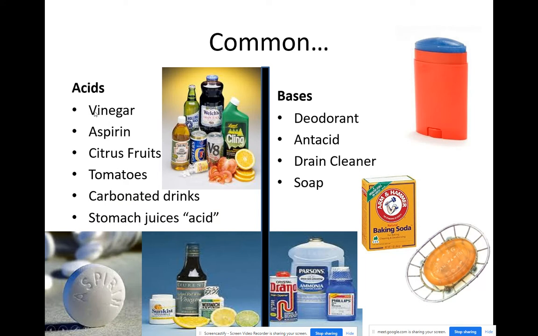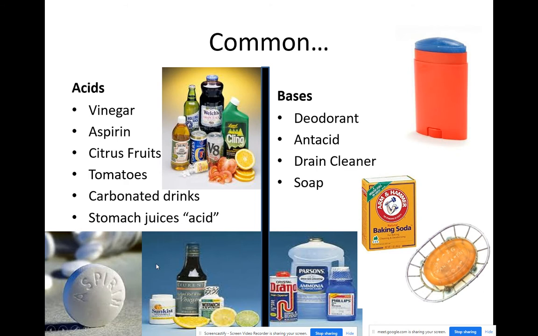All right. Acids: vinegar, aspirin, citrus fruits, tomatoes. So, this would be a good time, like Lucas said, to take a picture of the page. Carbonated drinks like your soda, your beer, any of those different things. Stomach acids are some of the stronger acids that we have. Our stomach acids are around 3.5. That's why the lining in your stomach's there.